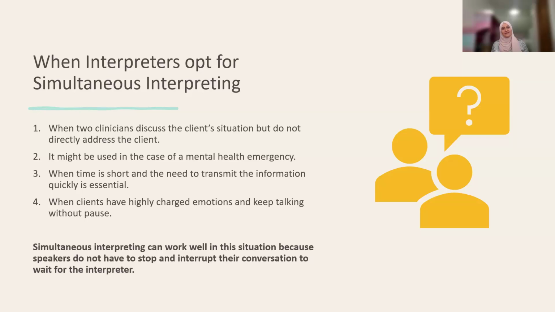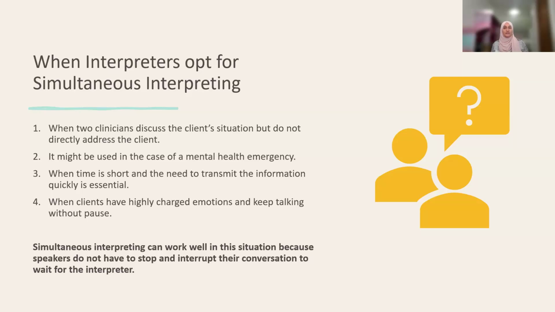The best way to address this, if you are utilizing the same interpreter who has been with the client from the beginning, is where you will find it very useful and helpful to have the same interpreter, who is fully aware of the case, switch the mode to let the clinician capture all the small things that they need to. So simultaneous interpreting can work well in this situation because speakers do not have to stop and interrupt their conversation to wait for the interpreter.